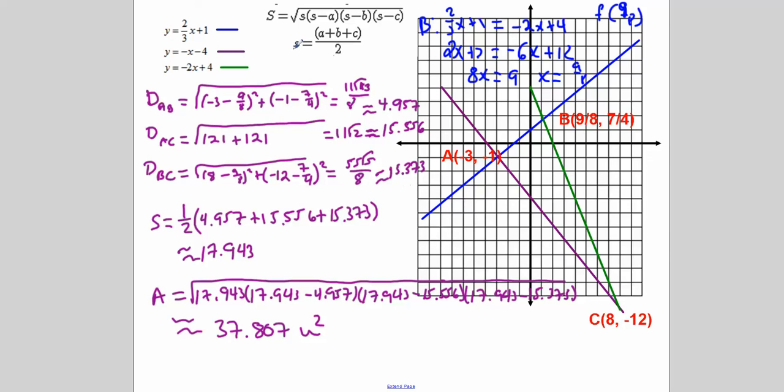Plugging it right into my Heron's formula, first I need to find the semi-perimeter, which is the sides added together divided by 2. That's all I did here. Came up with 17.93. Then I did my semi-perimeter, parentheses, semi-perimeter minus side A, semi-perimeter minus side B, semi-perimeter minus side C, plugged it all in, and came up with 37.807.